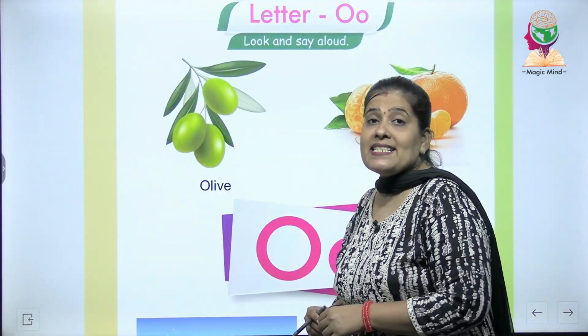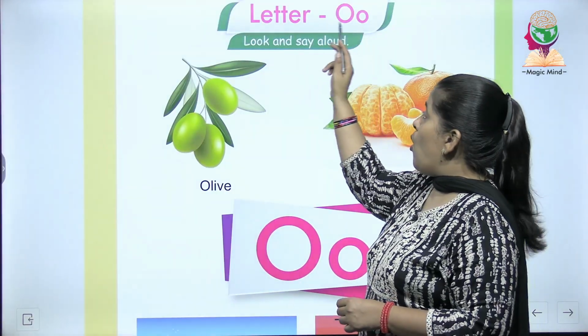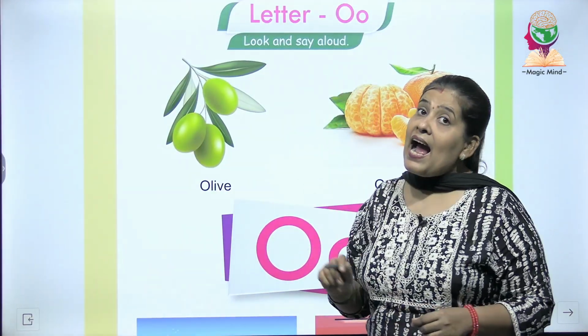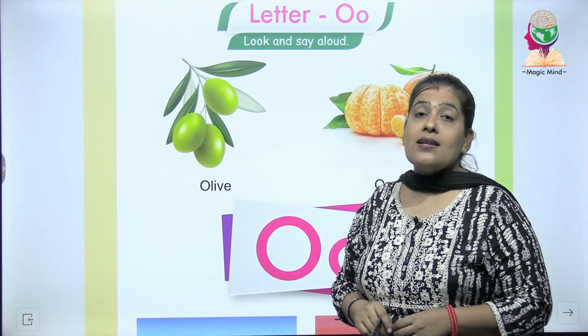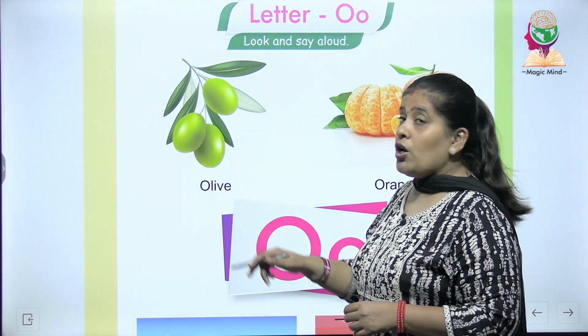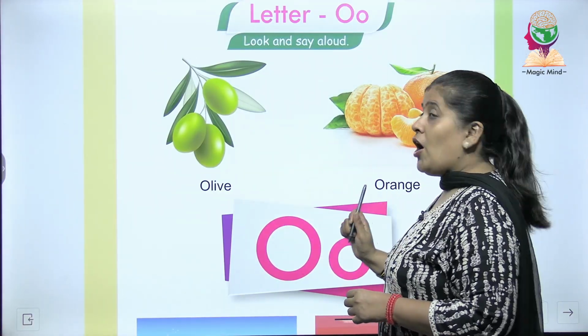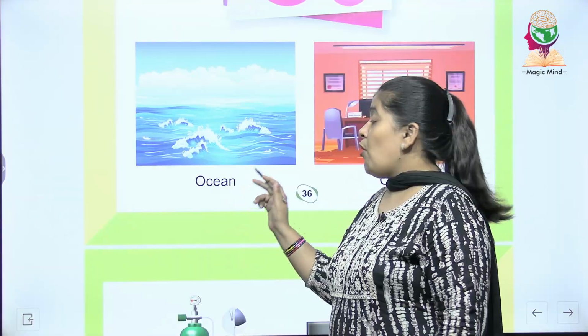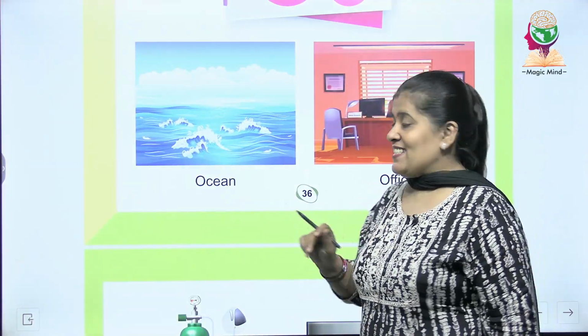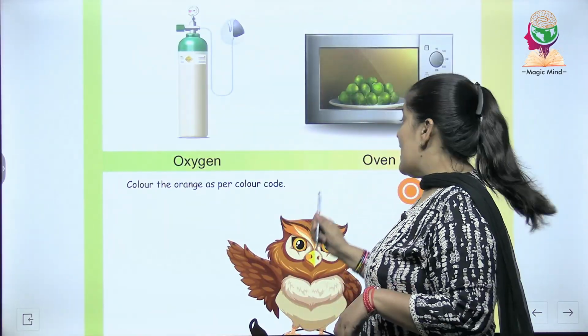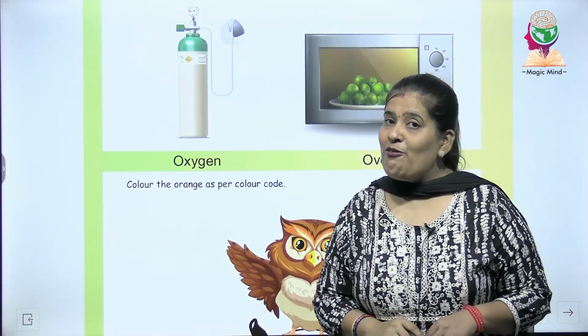Now the next letter is letter O. Look and say aloud. This is capital O and this is small letter O. O for olive, O for orange, O for ocean and O for office, O for oxygen and O for oven.